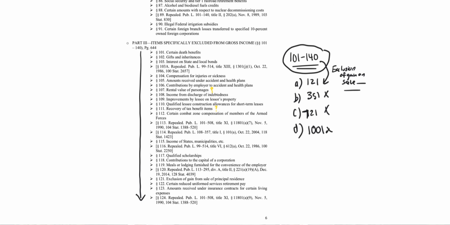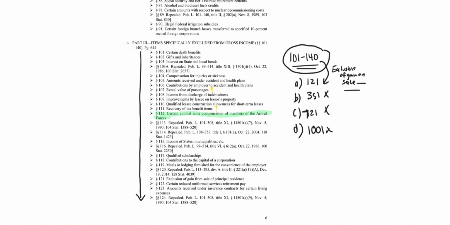112, certain combat zone compensation of members of the armed services. Aha, that sounds very promising. Now, if this is your first time looking through the code, I would not stop. I would keep reading because you know, hey, I've got section 61 gross income. There has to be an exclusion. I'm sorry, there doesn't have to be. I'm looking for a possible exclusion. If there's not, we record it. But if there is, then it's not included. We'll just continue reading just to see. 115, income of states, municipalities.